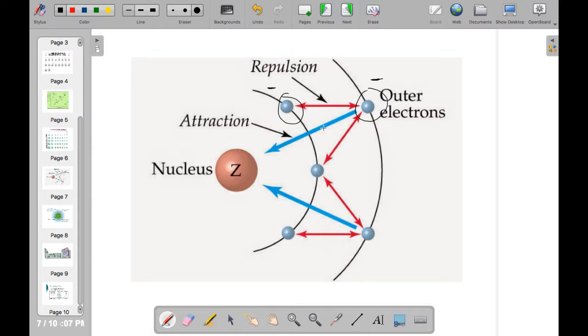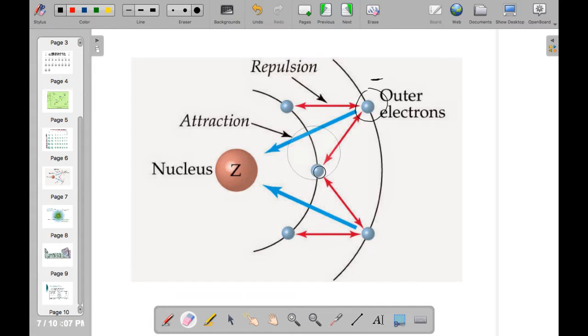So the nucleus is trying to grab each one of these. It's trying to say, hey, come here, come here. But at the same time, these are repelling away from each other. And sometimes when these are close enough, they might repel also. And also they will shield electrons. So think of it like this.